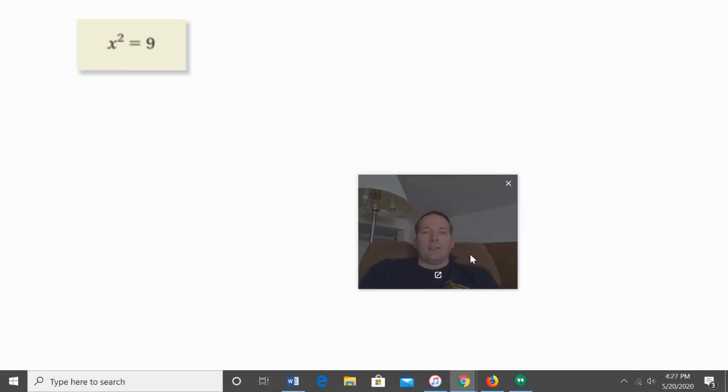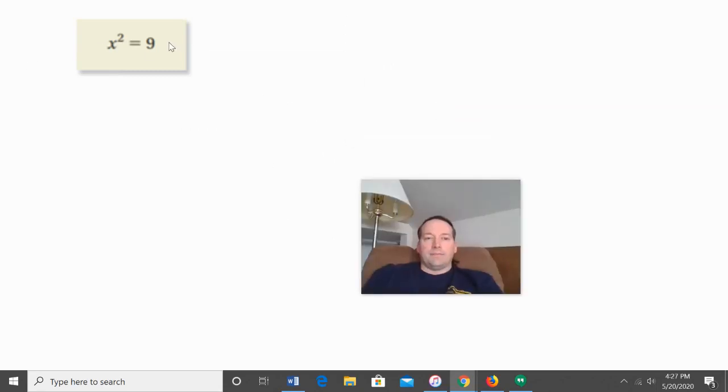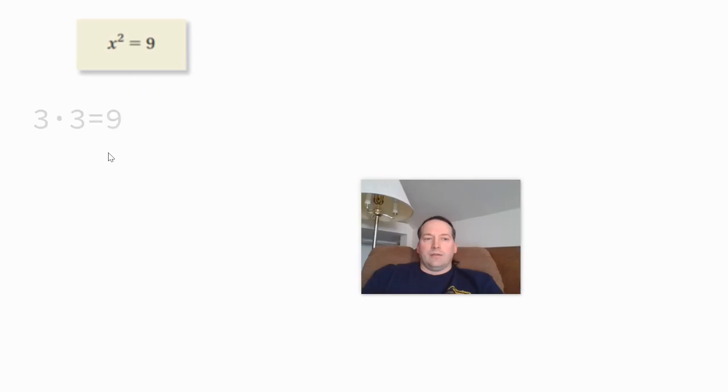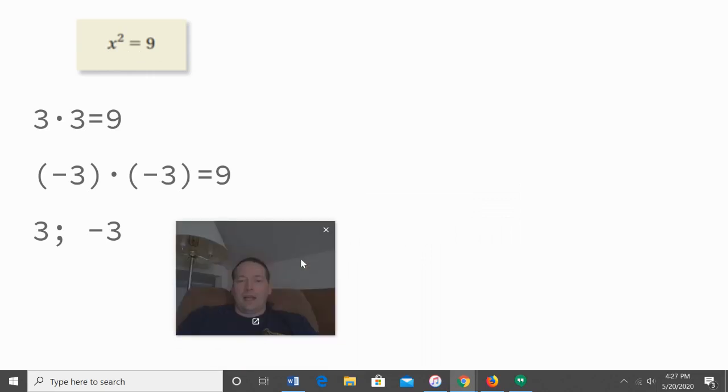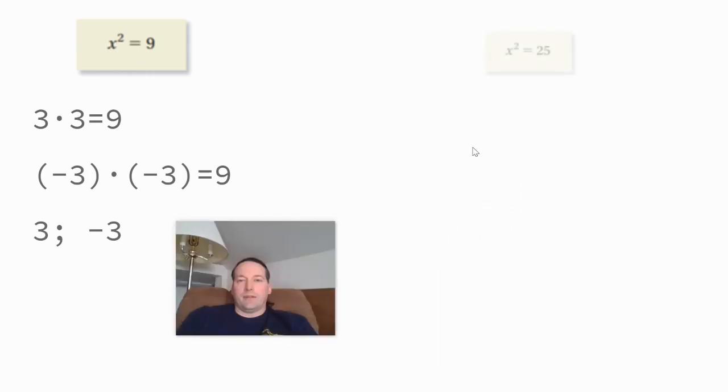Okay, let's do the next one. X squared equals 9. Okay. So what do I multiply by itself to give me 9? Well, I know 3 times 3 equals 9. I also know that -3 times -3 equals 9. So if I put in 3 for x, or I put in -3 for x, and I square it, I'm going to get 9.